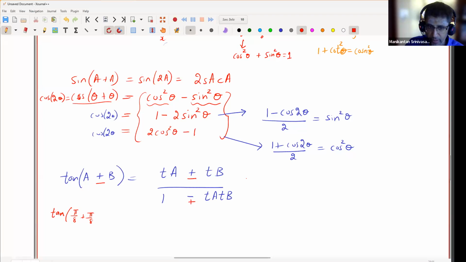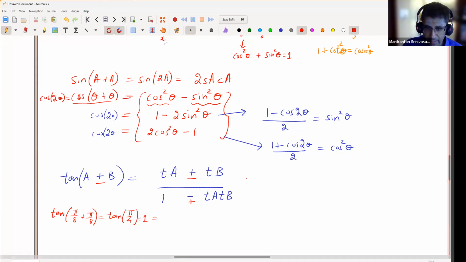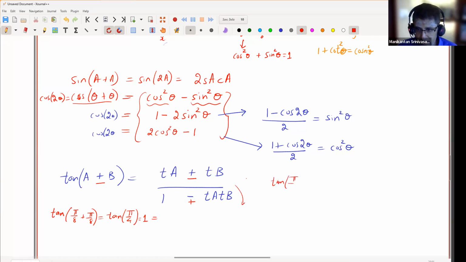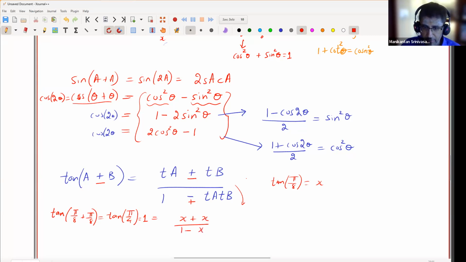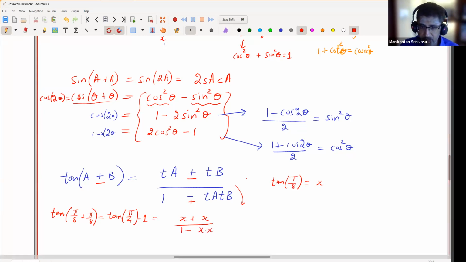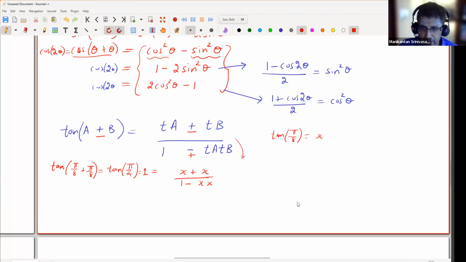So tan of pi by 8 plus pi by 8, which is tan of pi by 4, tan of 45 degrees, which we already know is 1. But we also know by this formula, let's say tan pi by 8, I'll just call it some x, that's what I'm trying to find out. So tan pi by 8 plus tan pi by 8 upon 1 minus tan pi by 8 times tan pi by 8. So I can use this to find my tan pi by 8 easily.